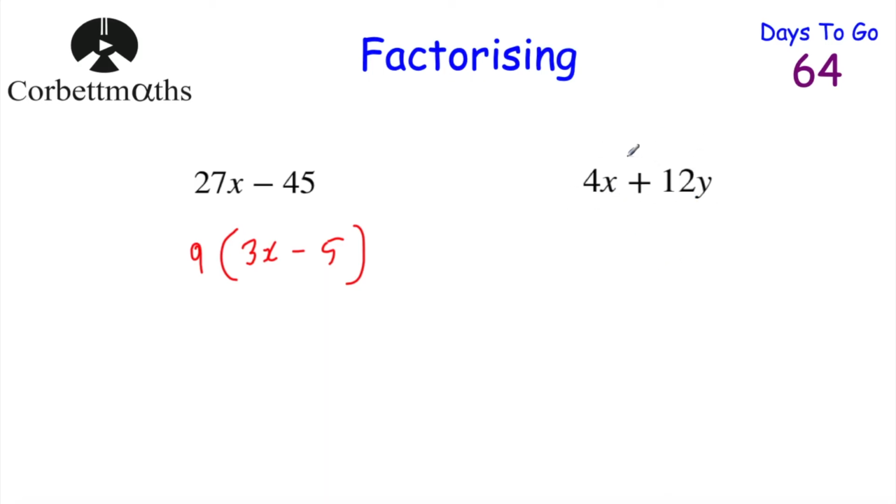Now in terms of the letters, one's got x and one's got y, so we can't take any letters out, but we can have a look at the numbers. We could divide both of these by 2, but actually 4 is the highest common factor of 4 and 12, so let's put our 4 outside of the brackets, and let's divide both of them by 4. 4x divided by 4 would be x, and then we've got plus, and then 12y divided by 4 would be 3y, and that's it. 4 times x is 4x, and 4 times 3y would be 12y, and that's it.